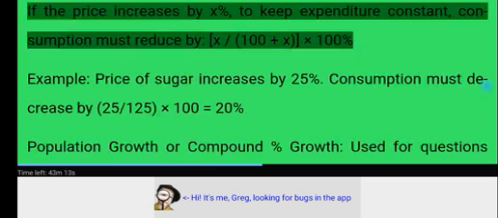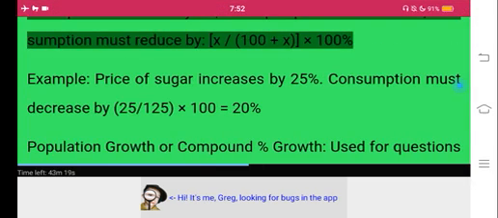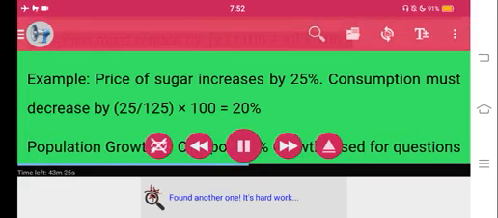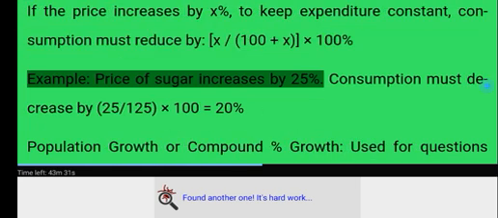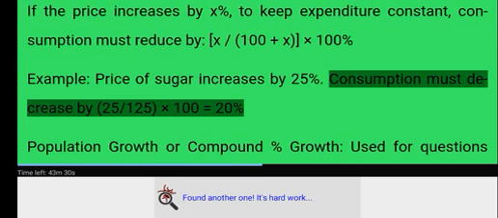Consumption versus price. Price increases by x%. To keep expenditure constant, consumption must reduce by x divided by (100 plus x) times 100%. Example, price of sugar increases by 25%. Consumption must decrease by 25 over 125 times 100 equals 20%.